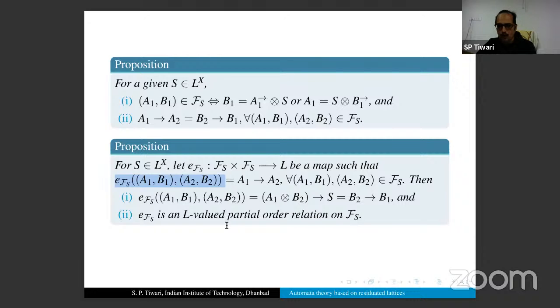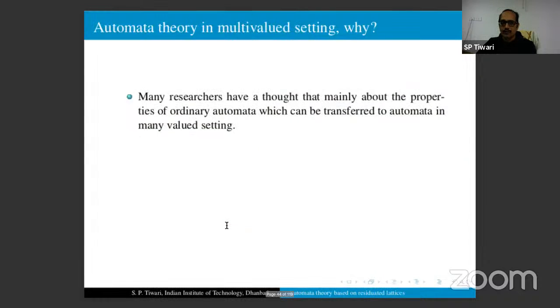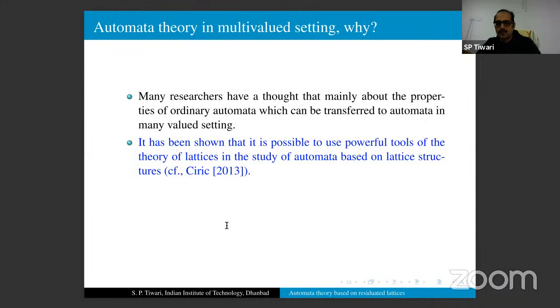Now the thing is how to use these theories in the framework of an automaton. When people are studying automaton in a multi-valued setting, they think that we are only transferring all the properties known for automaton to the concept of automata theory in the multi-valued setting. But the answer is no here, because what I am going to describe is given in terms of residuated lattices. So the theory of lattices and their properties can also be used to describe some features of automaton in the multi-valued setting.